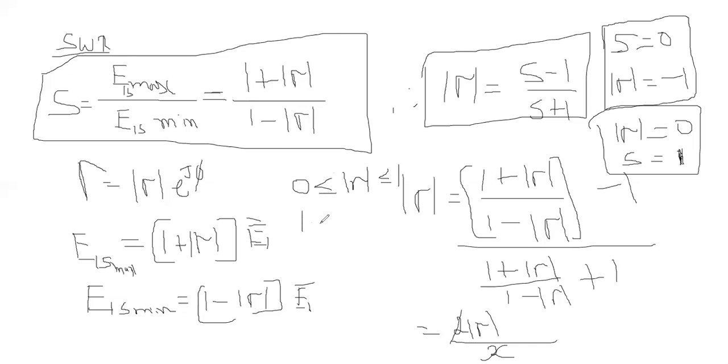S is equal to 1. When the reflection coefficient is equal to 1, S equals 1 plus 1 by 1 minus 1, so infinite. See, this is another relation here. It means when the reflection coefficient is 0, the standing wave ratio is 1. When the reflection coefficient is equal to 1, the standing wave ratio is infinite.